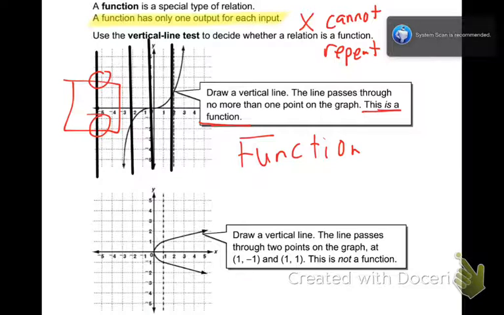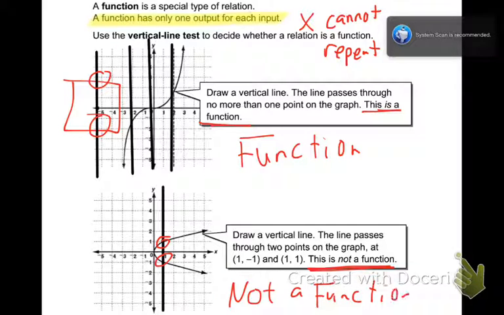All right, let's look at the next example here. I draw a vertical line right here. Does it touch that vertical line more than once? Yeah, it touches it here and here. So this is not a function. I can draw it anywhere I want to. It just can't hit the graph more than once along the whole graph. It has to be a vertical line. Yep, vertical line.